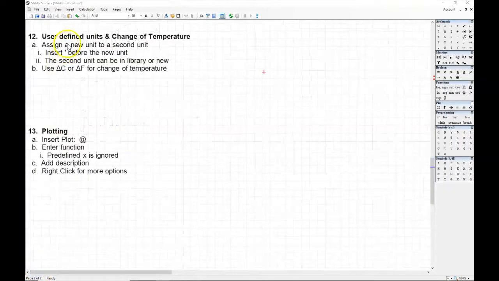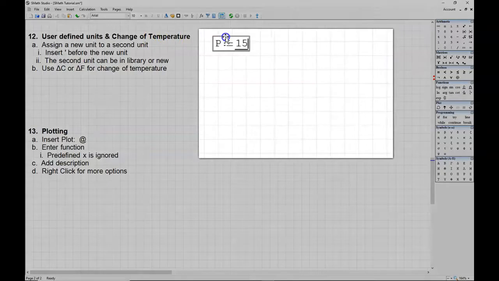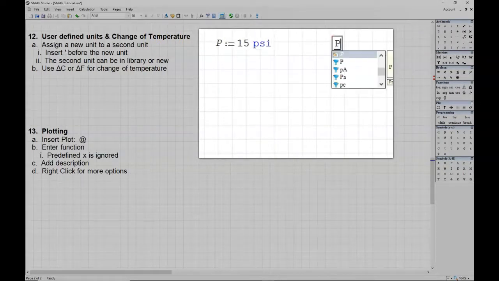Our next section is user-defined units and change of temperature. Let's say we had a pressure, P, and let's assign this to be 15 psi. I can call out that pressure. I'll say P equals, and we can see what it is in pascals, and we even can see kilopascals, or even inches of mercury. But what about inches of water, or inches of H2O?